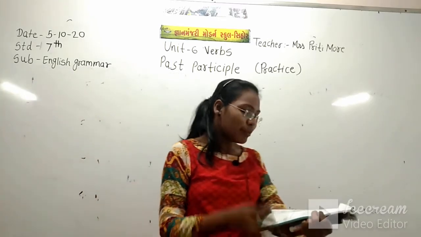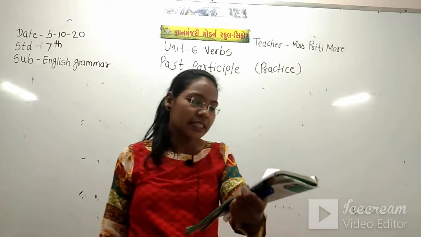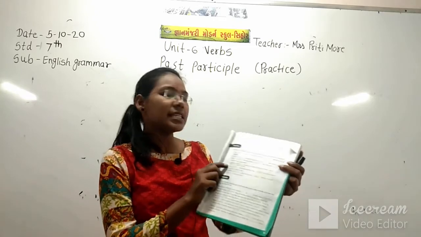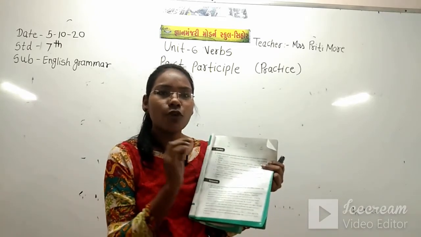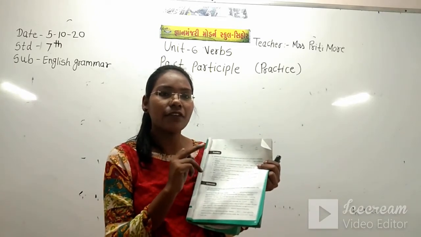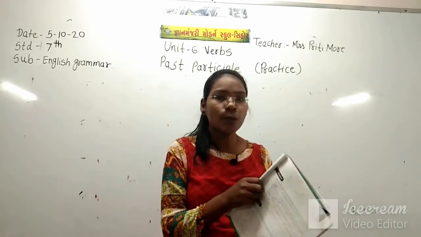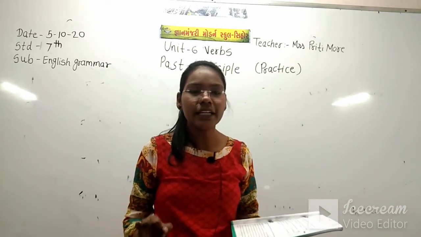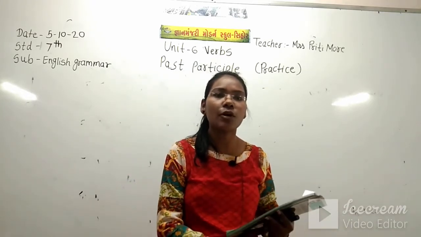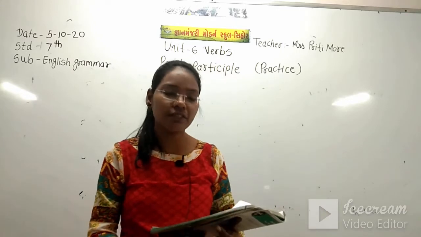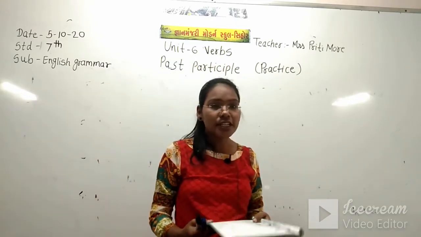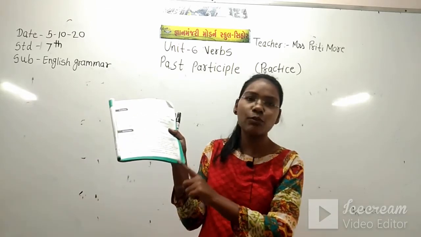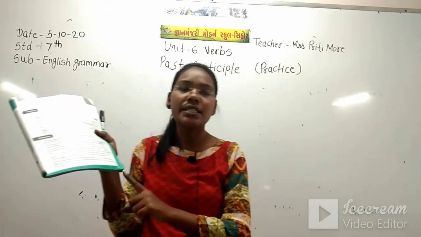Now fill in the blanks. What instruction is there? Fill in the blanks using the past or past participle form. In the practice exercise also in the bracket verbs were there and we just have written the past form of that. So here also the verb is written in the bracket. We have to write the past or past participle form of the given verb. So the first sentence I read, you also see in your GE book on page number 27.